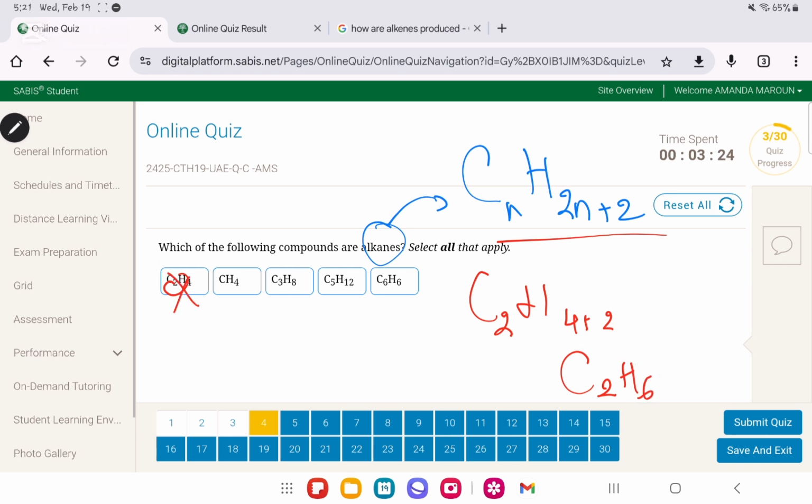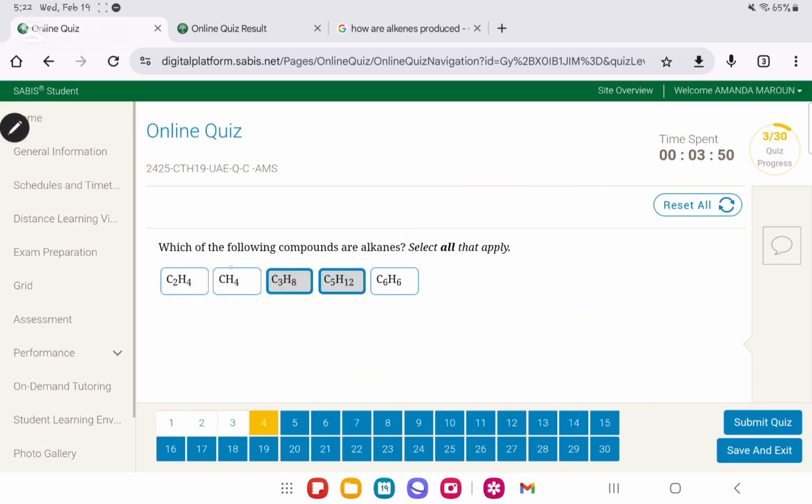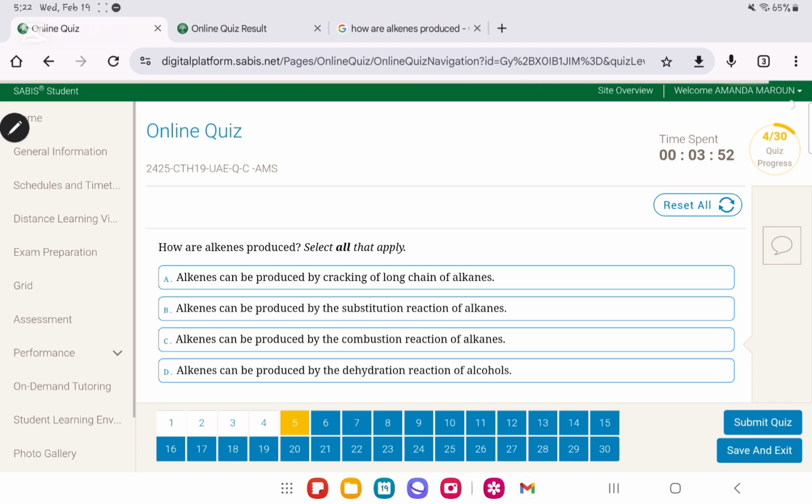So definitely this is wrong. CH4: C1H is 2 plus 2, so CH4. Definitely this is correct. And then you try for all of them. For example, C3H, 6 plus 2, so C3H8. This is also correct. Now you could do it mentally. For example, 5 times 2 is 10, 10 plus 2 is 12. So this is also correct, and definitely this is incorrect. So these 3 are alkanes.